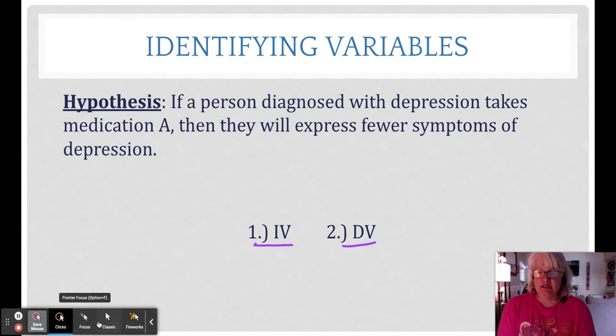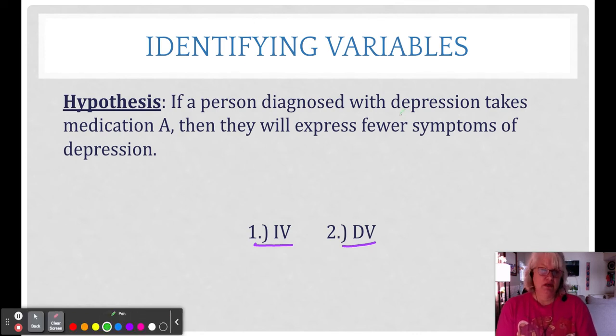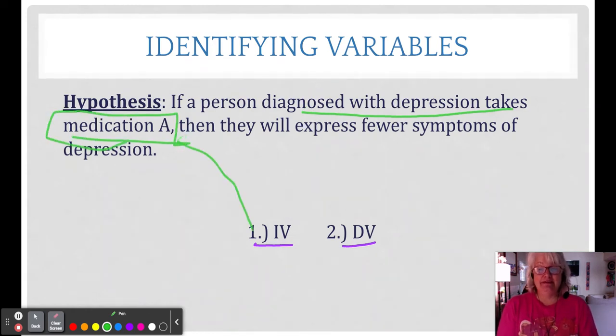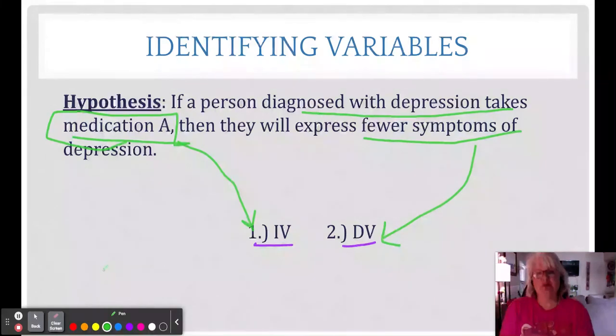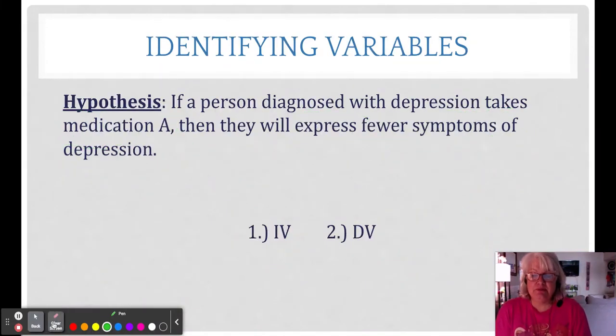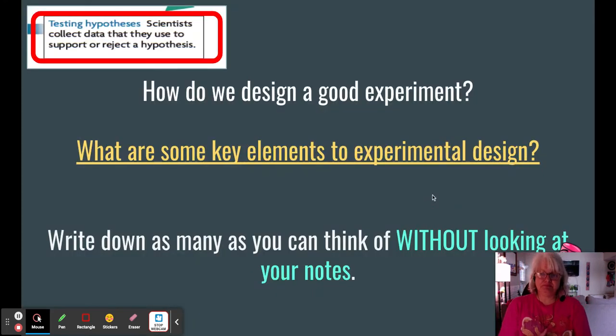In this case, and you might want to get into a good habit, if there's a question on the test about variables, just underline it in the hypothesis. So they're diagnosed with depression and they take medication A. Whether or not they take medication A is going to be your independent variable. And then the amount of symptoms they show is going to be your dependent variable, what you measure. Pretty simple. I can certainly give you more practice if you're struggling with this a little bit.